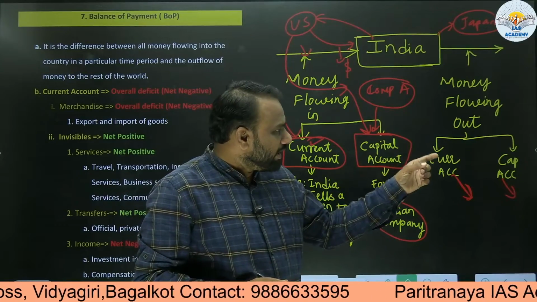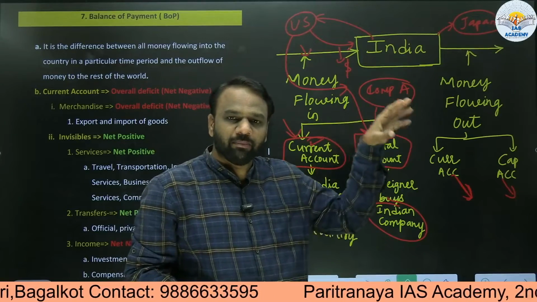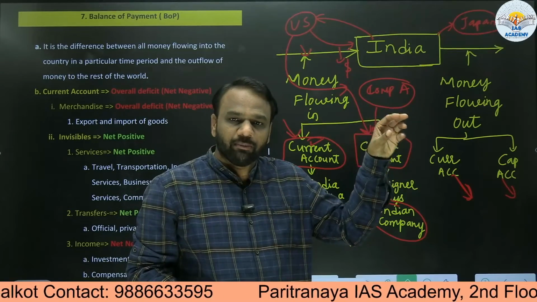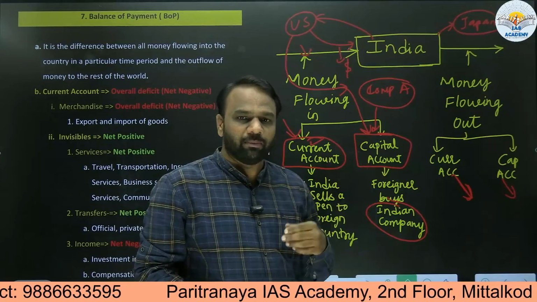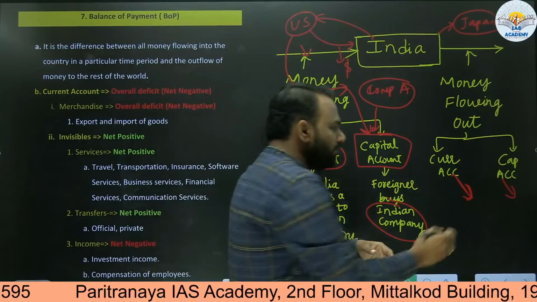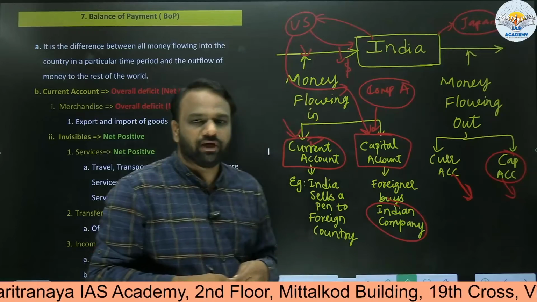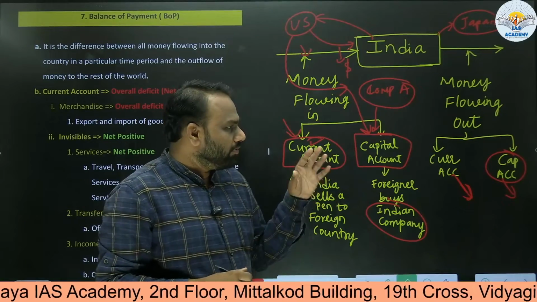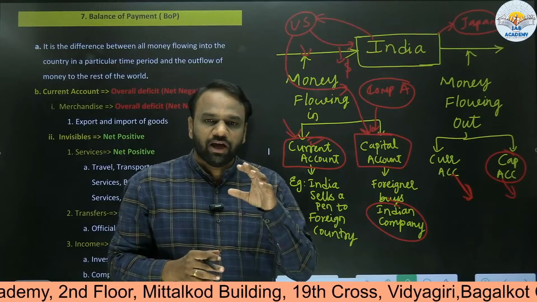Similarly, when an Indian purchases a company in Japan, in order to purchase that company in Japan, Indian money has to flow out from India and go to Japan. So when this money goes out, from which account does it go? It goes from capital account.